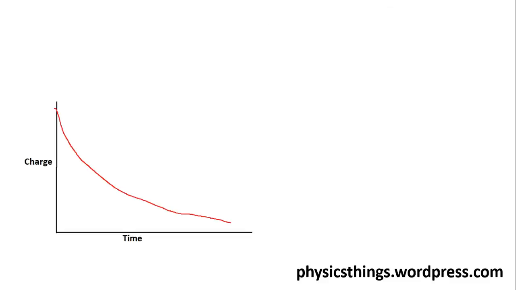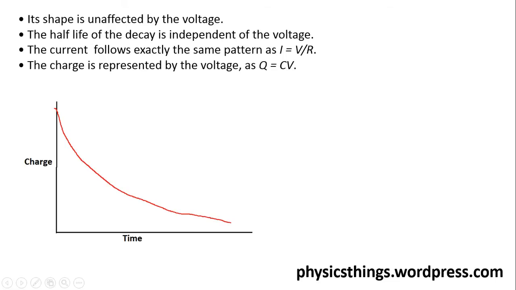A couple of interesting facts about this charge time discharge graph that you get for a discharging capacitor. And remember, it's the same shape regardless of whether it's charge time, voltage time, or current time. But the shape isn't affected by the voltage. The half-life of the decay is independent of the voltage. So they're both set by the time constant of the system.